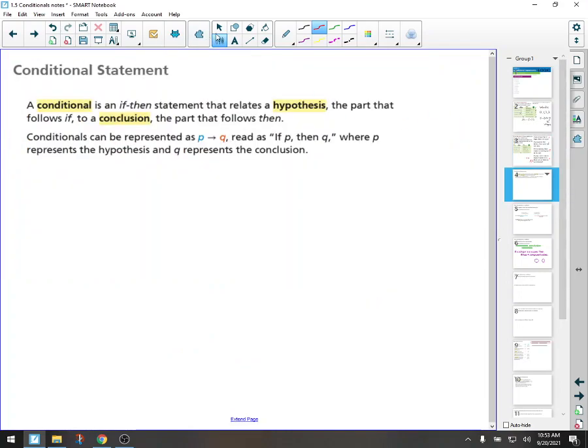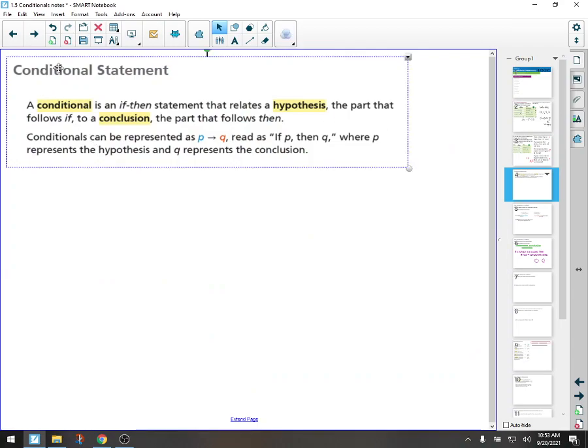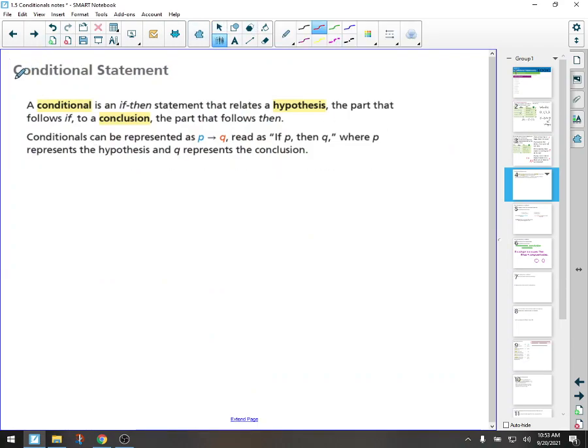Okay, so a conditional statement is an if-then statement. What we've been looking at right now, these are conditional statements. Let's look at what the word conditional actually means broken down. It's got the word condition. It's like there's a certain condition that has to be met. So let's just read this together. A conditional is an if-then statement that relates a hypothesis, that's our if, the part that follows if, to a conclusion, the part that follows then.